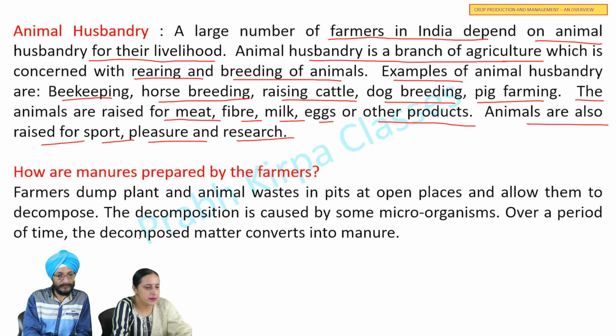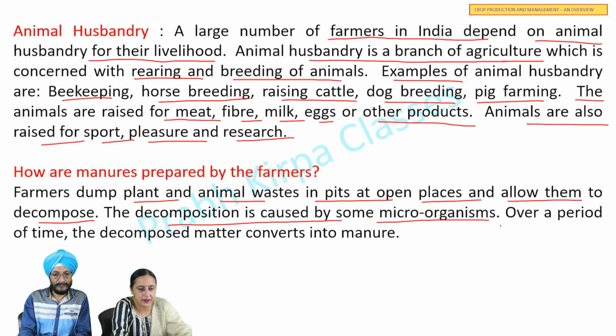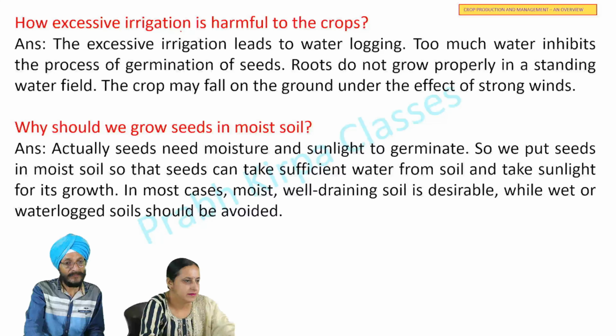How are manures prepared by the farmers? Farmers dump plant and animal waste in pits at open places and allow them to decompose. The decomposition is caused by some microorganisms. Over a period of time, the decomposed matter converts into manure.